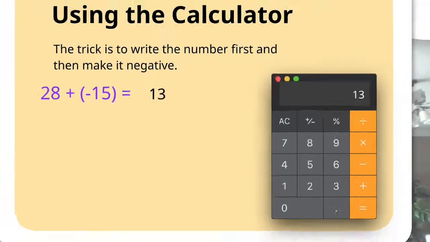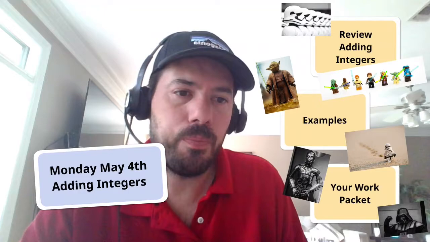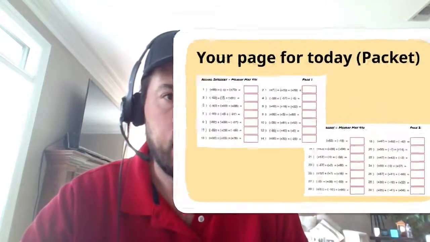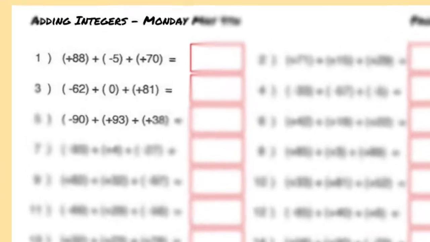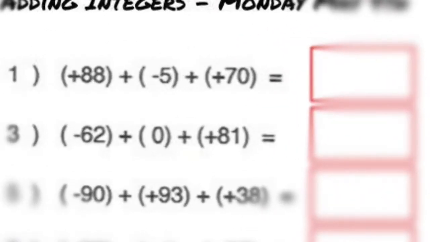All right, so let's take a look at your work packet for today. It looks like it's a lot of work, but it's really easy, and you're allowed to use the calculator. So let's just do number 1: plus 88. Plus 88 is nothing other than just positive 88. And then plus negative 5 plus positive 70. The plus and the plus together doesn't make any difference. You're just adding a positive.